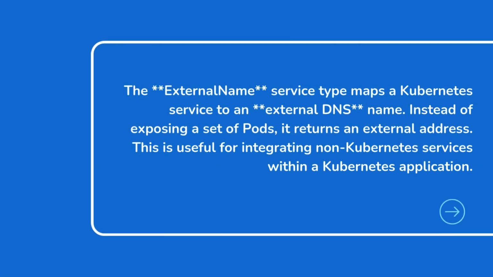Then we have the ExternalName service. The ExternalName service type maps a Kubernetes service to an external DNS name. Instead of exposing a set of ports, it returns an external address. This is useful for integrating non-Kubernetes services with a Kubernetes application.